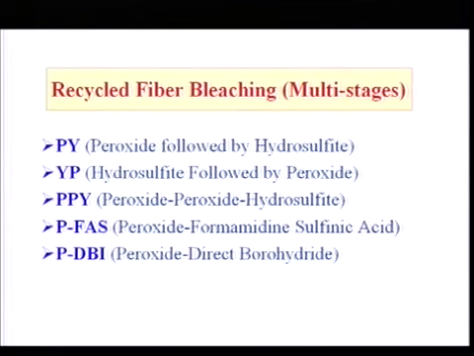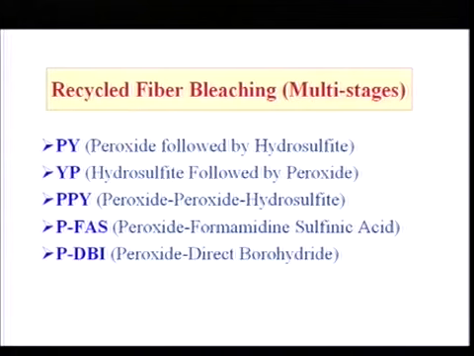PPY is peroxide followed by peroxide and then hydrosulfide for additional brightness. Particularly in the case of news magazine recycle, you need 65 brightness out of it. This process can be used. Or in other words, you can add a little peroxide in the pulper for preventing alkali darkening and a regular standard tower peroxide bleaching, that is the second P, and the third one before the paper machine you add the hydrosulfide, that is the PPY process.